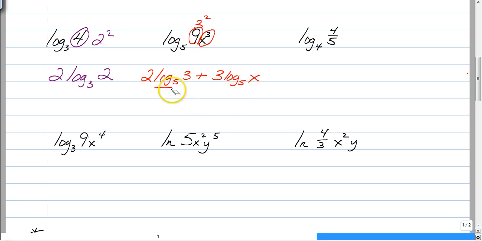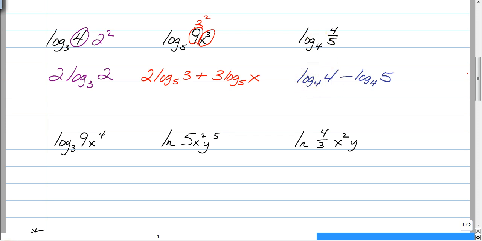Okay? And this next one is going to be fun. We have log base 4 of 4 minus log base 4 of 5. But now you actually have to stop and think for a second. What is log base 4 of 4? That's like asking yourself 4 raised to what power is 4?